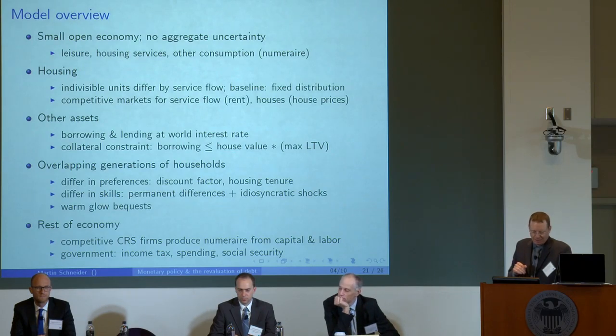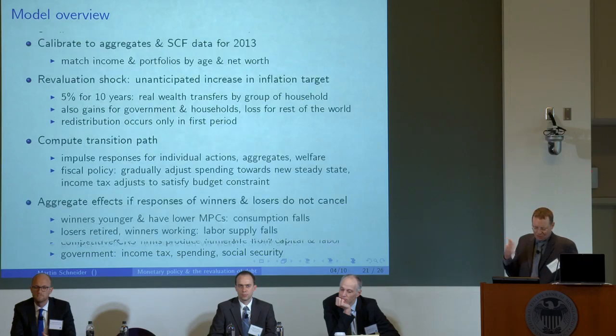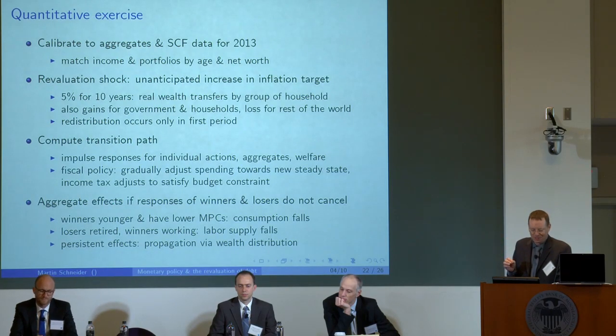The rest of the economy, apart from the household sector, consists of competitive constant returns firms that produce numeraire from capital and labor. And the government runs an income tax and spends on government services and runs a social security system. Okay. So those are fairly standard features that a lot of models in the literature have. What's different from much recent work is the modeling of the housing sector, which we think is particularly important when we talk about mortgage redistribution.